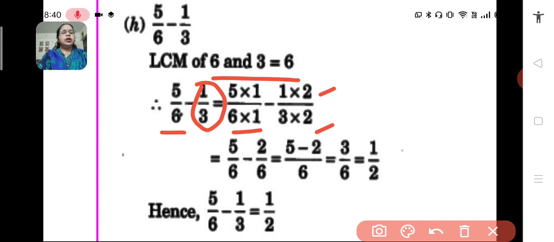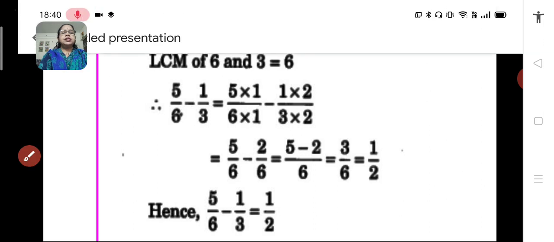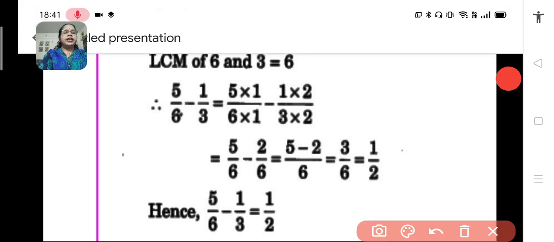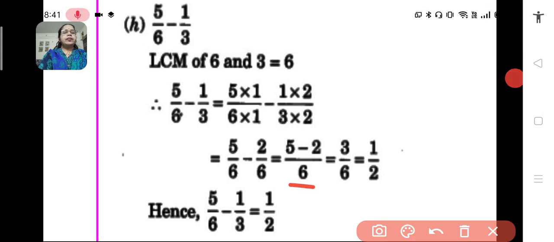What do we get? We get 5 upon 6 minus 2 upon 6. So, 6 will be the common denominator and 2 will be subtracted from 5. 5 minus 2 upon 6, and we get 3 upon 6. 3 upon 6 can be reduced to the lowest form as 1 upon 2. So, 5 upon 6 minus 1 upon 3 is equal to 1 upon 2.